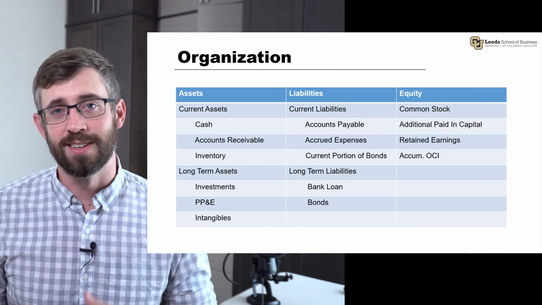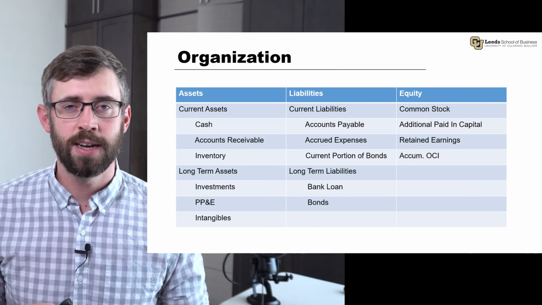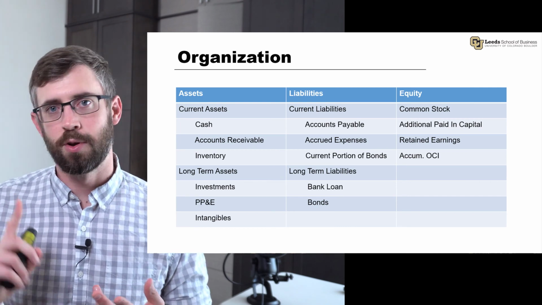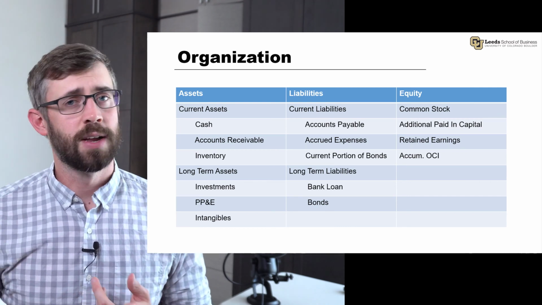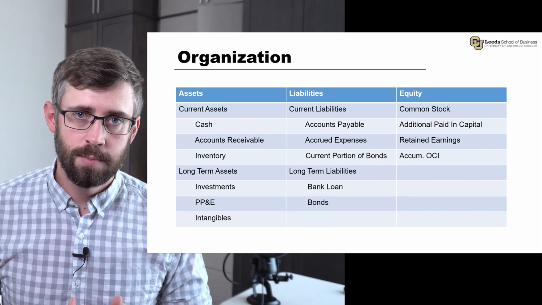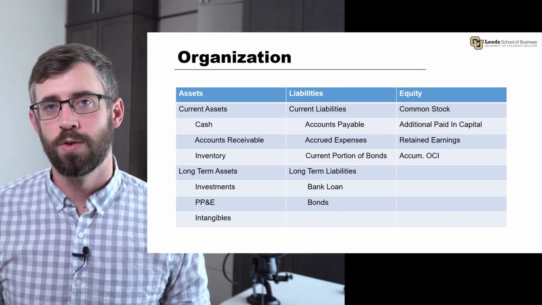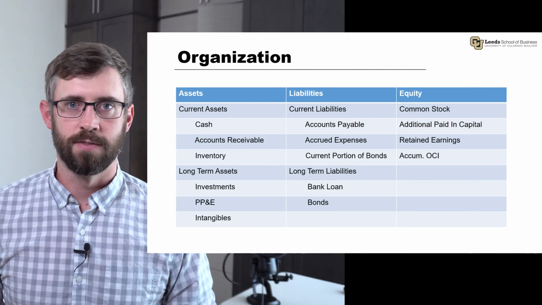Now, our equity section does not have a current or long-term split, but rather that includes our common stock, our additional paid-in capital, our retained earnings, sometimes accumulated other comprehensive income that we learned about in the last class. But this equity is just the sort of residual claim after we pay off all of our creditors.